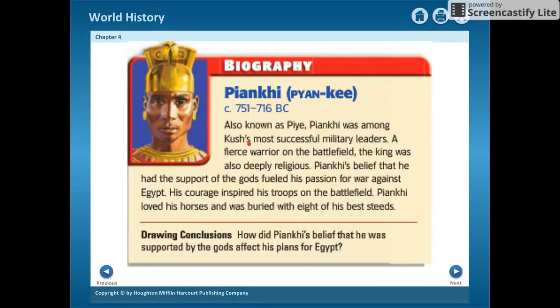And here's a biography on Pianki, also known as Pi. Pianki was among Kush's most successful military leaders. A fierce warrior on the battlefield, the king was also deeply religious. Pianki's belief that he had the support of the gods fueled his passion for war against Egypt. His courage inspired his troops on the battlefield. Pianki loved his horses and was buried with 8 of his best steeds.